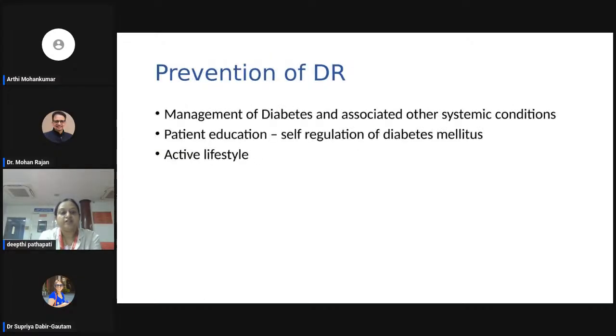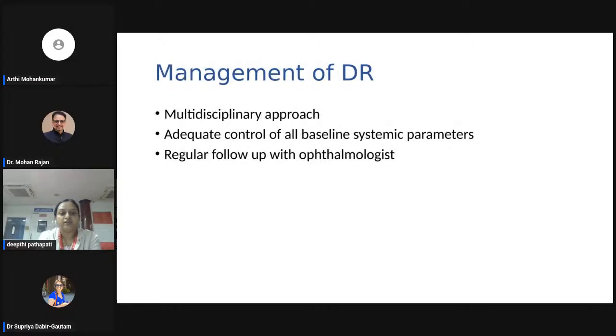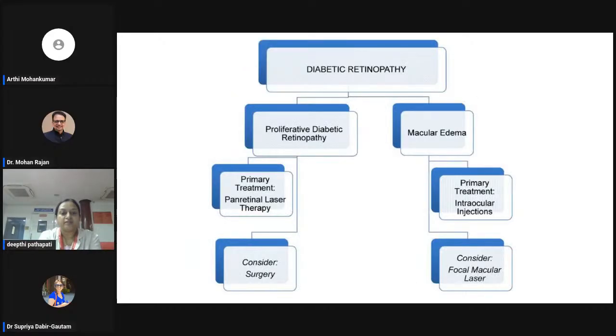How do we prevent diabetic retinopathy? The management of diabetes and associated other systemic conditions, patient education, self regulation of diabetes mellitus, and active lifestyle is very important. Management of diabetic retinopathy requires a multidisciplinary approach, adequate control of all baseline systemic parameters. A regular follow up with an ophthalmologist is a must.